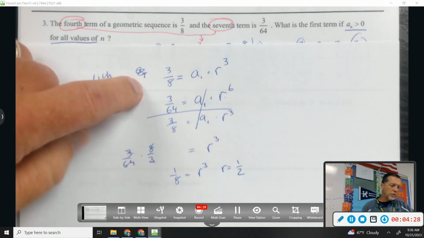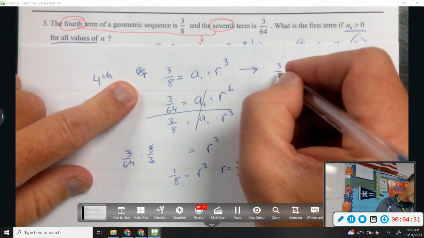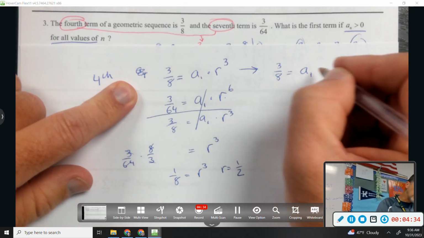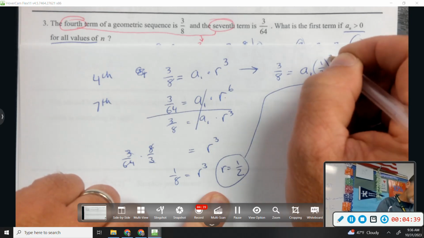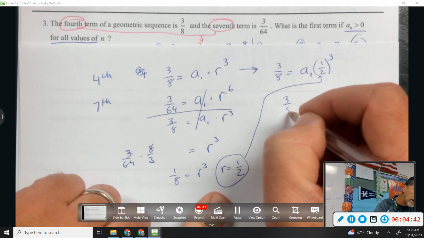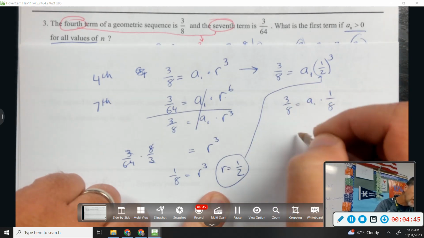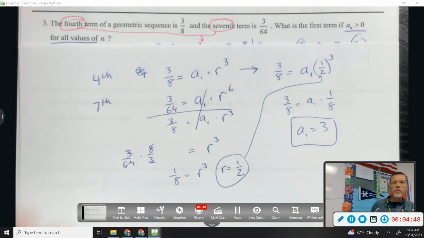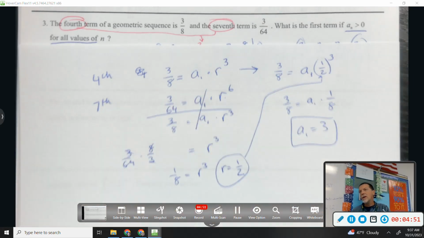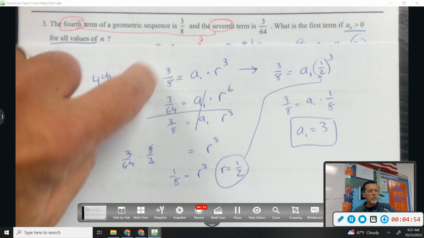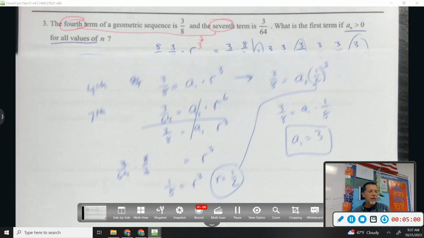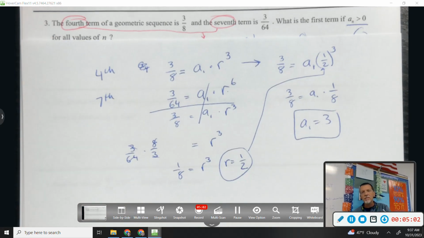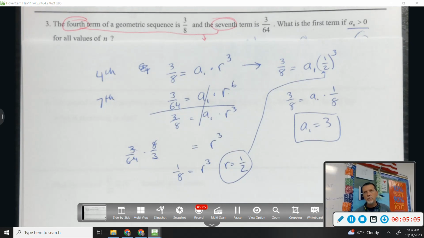And then I can go back to one of these to figure out what a1 is, because I now know that r is 1/2. So 3/8 equals a1 times 1/8. So a1 equals 3. So that's the formula method of doing it, using our formulas for what term we're on. You end up with a system of equations, and you get there. I just think the step method is easier, but it's not the only way to go. So I'm glad you asked that, because that's another way to work that problem.